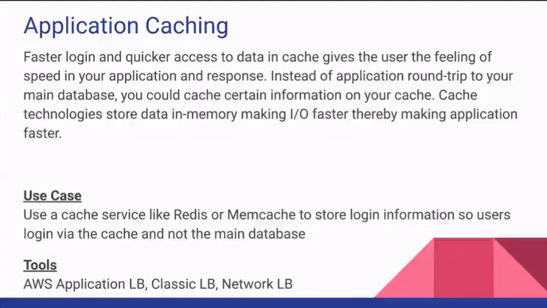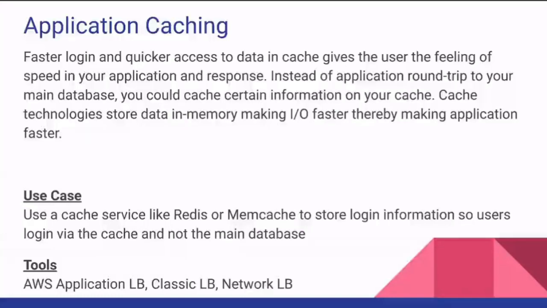So instead of the application round trip to your main database, you could cache certain information, and the caching technology stores data in memory, making I/O faster, thereby making the application faster. If it takes roughly 20 milliseconds, or say 200 milliseconds, to do a login operation with a relational database, it could take half or much less than that to do a login with a caching system. So that alone can make a user either stay or leave, because the experience is great.